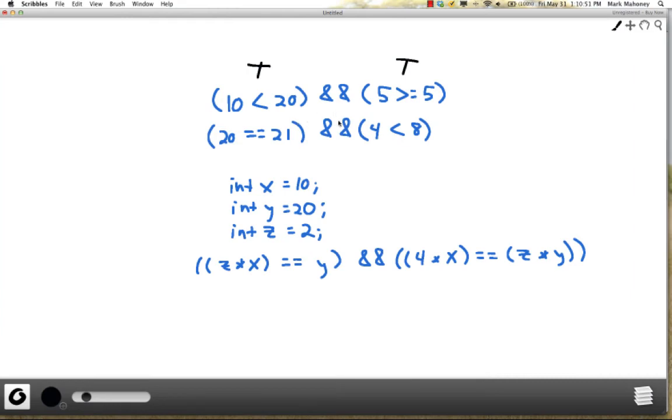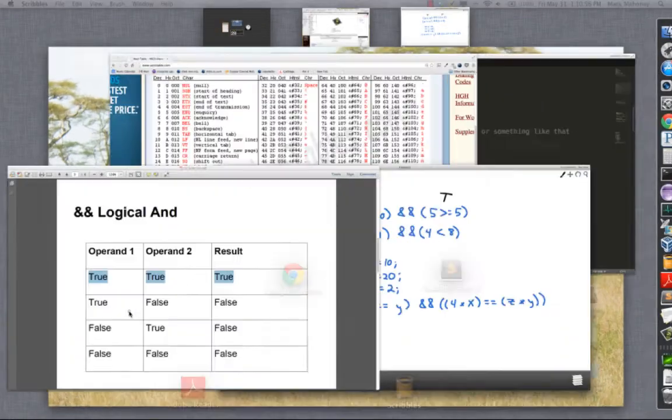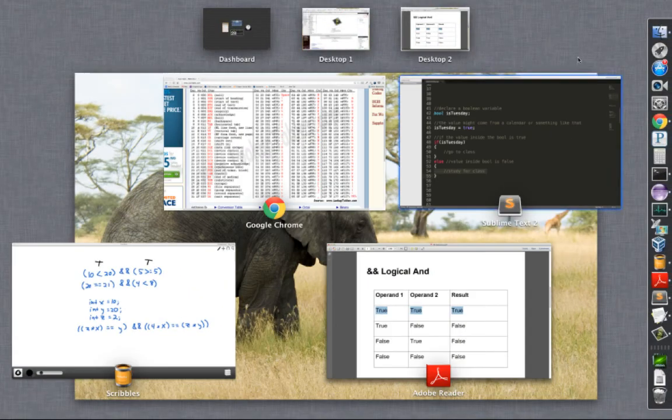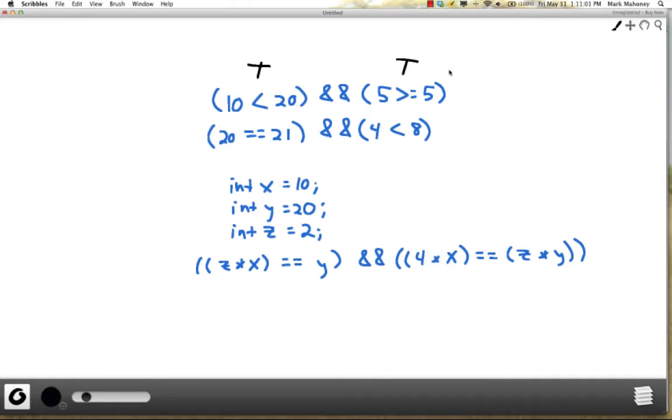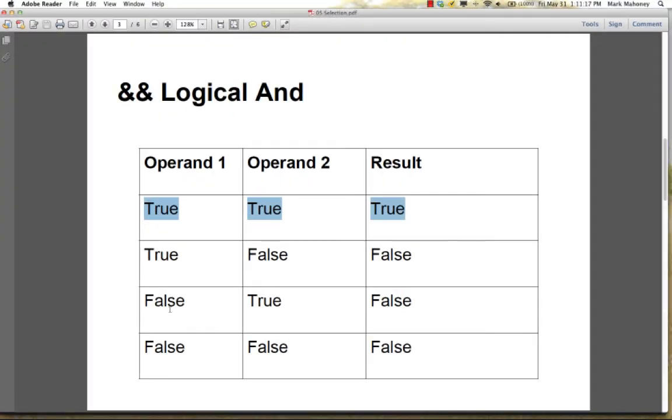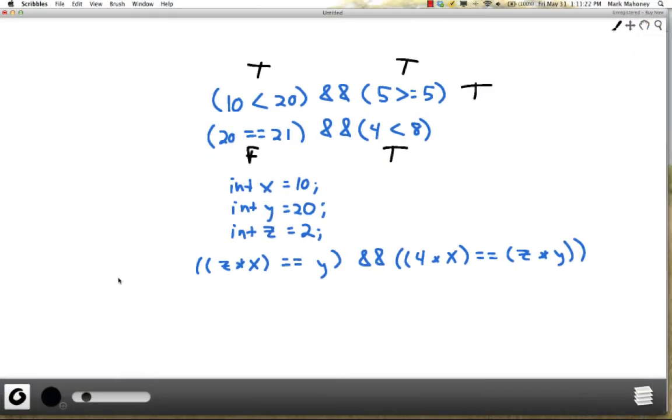So we could say true and true. We could look at our table and see that true and true gives us a result of true. So I know the overall result is true. Now how about this one? We have, is 20 equal to 21? That's false. And is 4 less than 8? That's true. So we could look at our table: false and true gives us a value of false. So I know the overall result of this one is false.